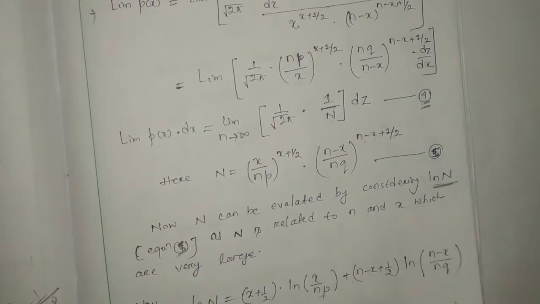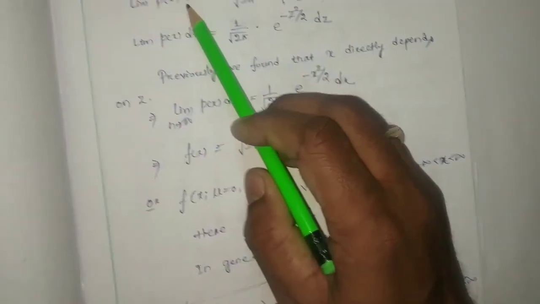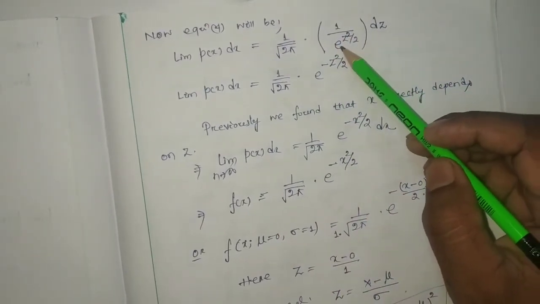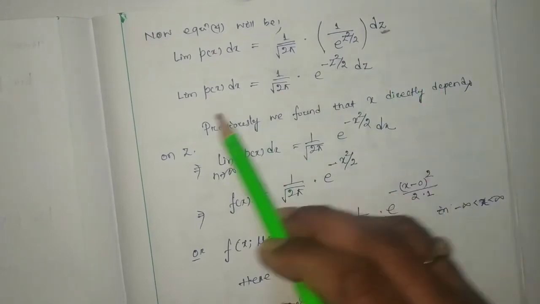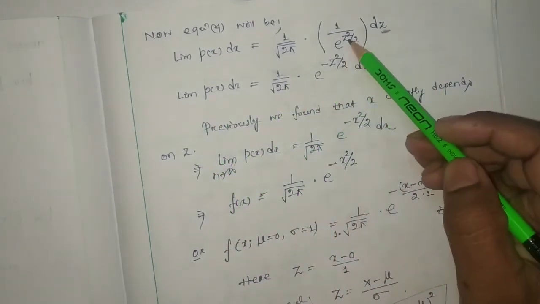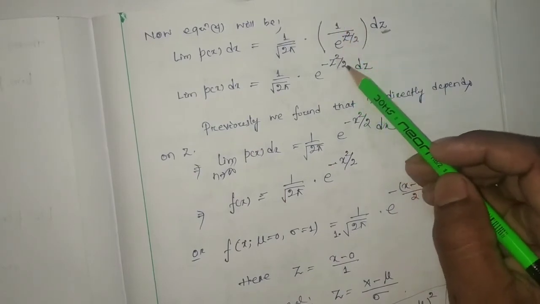We are going to get the limit of px dx equal to 1 by root over 2 pi into the 1 by n value we found, e to the power z square by 2, into dz. The limit of px dx will be equal to 1 by root over 2 pi into e to the power, this gone to the numerator, minus z square by 2 dz.